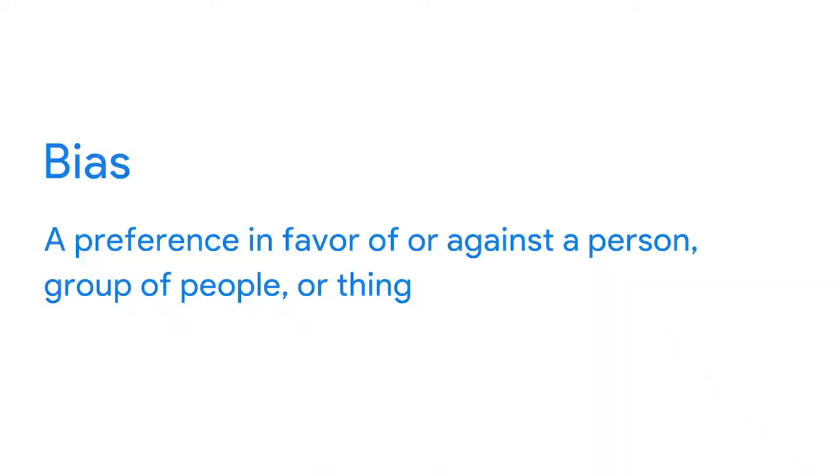Bias has evolved to become a preference in favor of or against a person, group of people, or thing. And it can be conscious or subconscious. The good news is, once we know and accept that we have bias, we can start to recognize our own patterns of thinking and learn how to manage it.